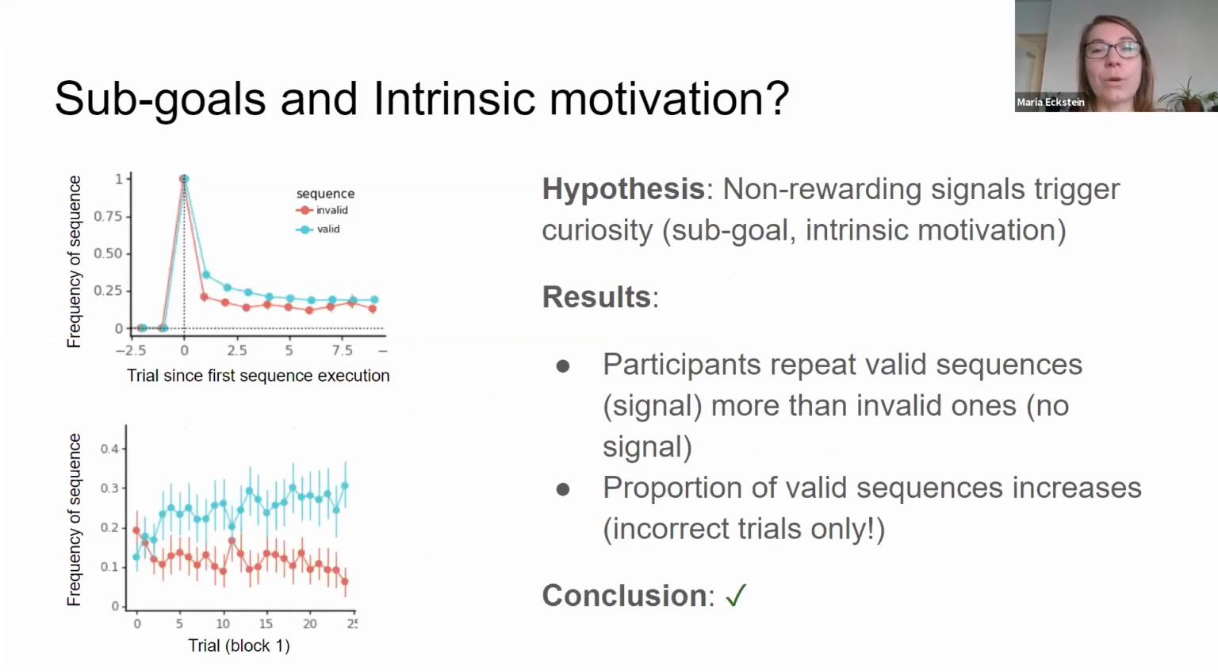What we did next was to go through our hypotheses one by one and check each. First, we wanted to know whether participants would set sub-goals and be intrinsically motivated to execute the 2-key sequences, even though they didn't get a proper reward for them.